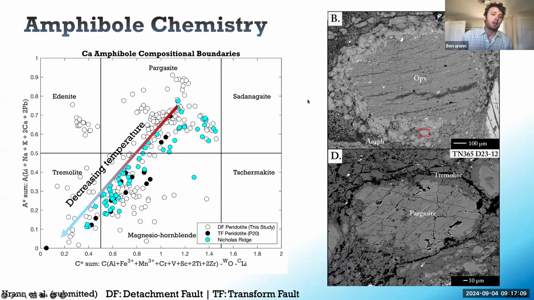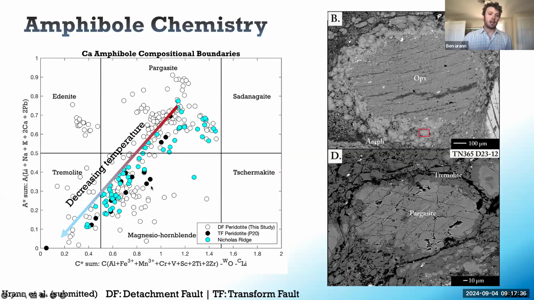And so what we wanted to do is look at the compositions of these amphiboles and see if we can use that to tease out what the provenance of this water was. By looking at the compositions of these amphiboles, here I'm showing just the amphibole compositional boundaries, with pargasite, magnesio hornblende, and tremolite. We can see that we have quite a large range, all the way from high temperature pargasite down to low temperature tremolite.